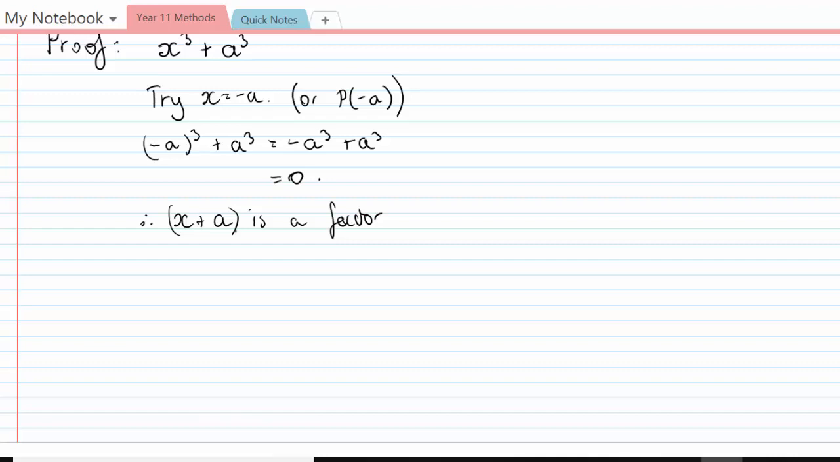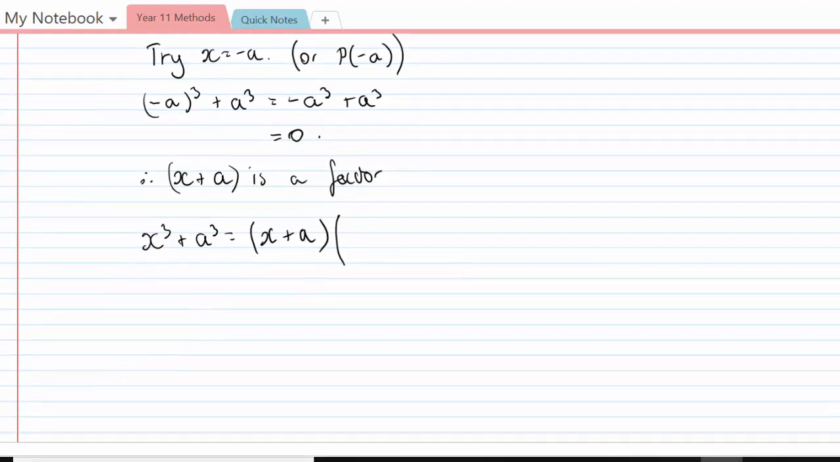Now I'm going to write this down. X cubed plus a cubed equals x plus a. I know that's one of the factors, and so I just need to work out what the other factor is. I could do this using long division, but I think it's better to do it this way. Rather than breaking it down using long division, I'm going to build the equation up.